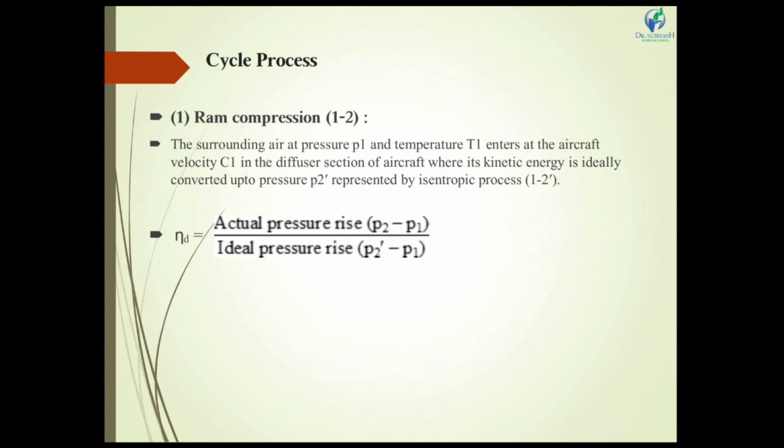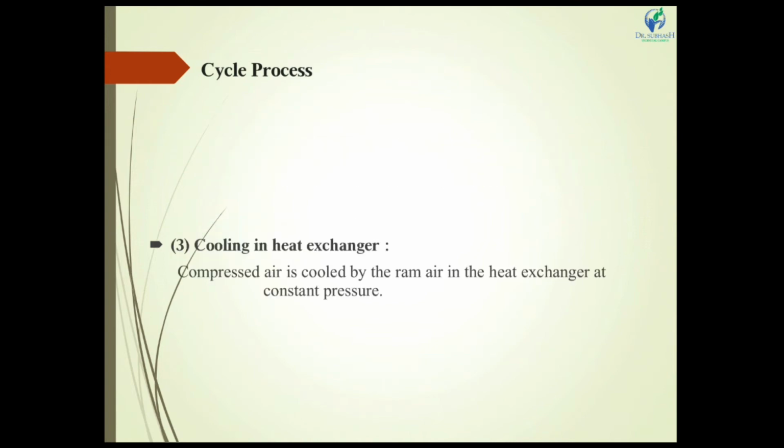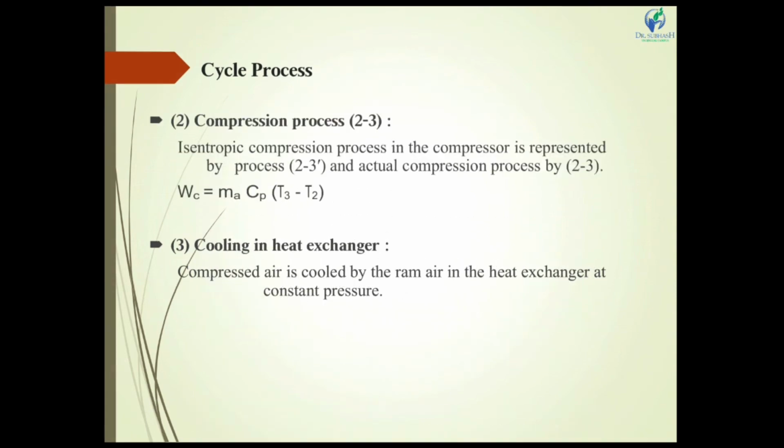We have to define efficiency for the actual pressure rise and ideal pressure rise. There is the pressure difference P2 minus P1 and P2 dash minus P1. P1 is the ambient air pressure, P2 is the ram pressure, and P2 dash is the ideal pressure of the ram. The next process is the compression process 2 to 3.